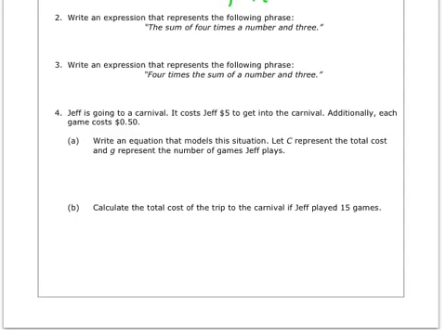Write an expression that represents the following phrase: the sum of 4 times a number and 3. Okay, so the sum, that means we're going to be adding. So the addition of 4 times a number and 3. So we're adding 4 times a number and 3. Okay? That's slightly different from 4 times the sum of a number and 3. This is telling us that we're multiplying 4 times the entire sum. So 4 times the whole sum.